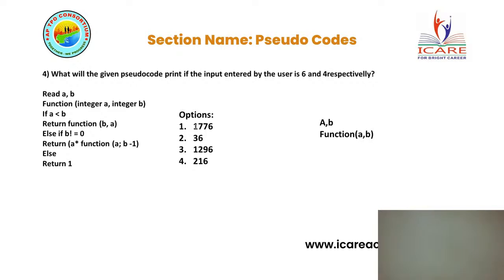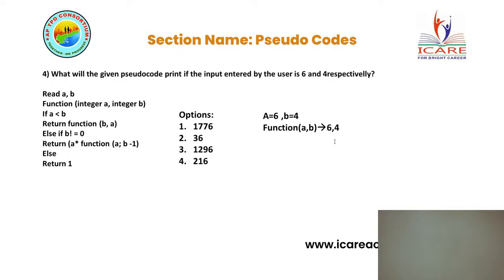Actually there is a read a comma b, and we have the values a is equal to 6 and b is equal to 4. We are calling the function a comma b, so the values are 6 comma 4. A value is 6, b value is 4. Whenever we call the function, a less than b: is the condition true or false? 6 less than 4, the condition is false. If the condition is false, the return statement will not be executed, and the else block will execute.